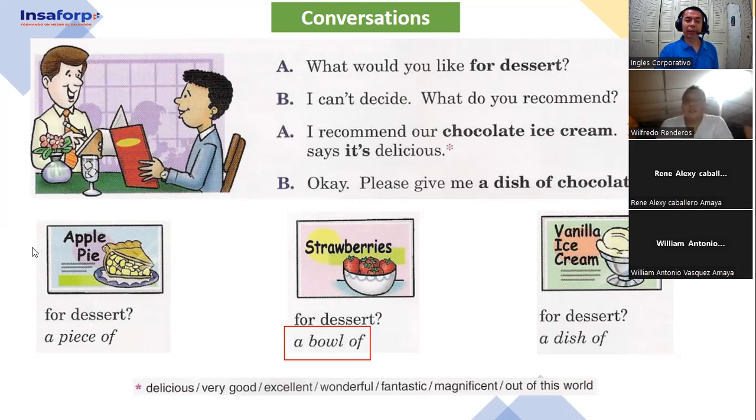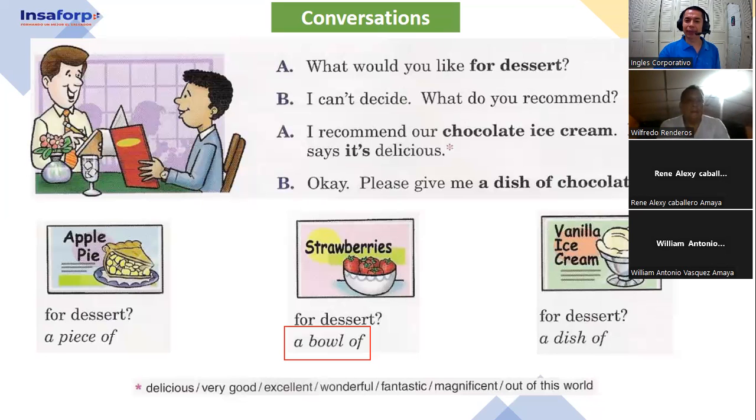Vanilla ice cream. Everybody says it is fantastic. Okay, please give me a dish of vanilla ice cream. Okie dokie, nice. Thank you very much. Good participation.